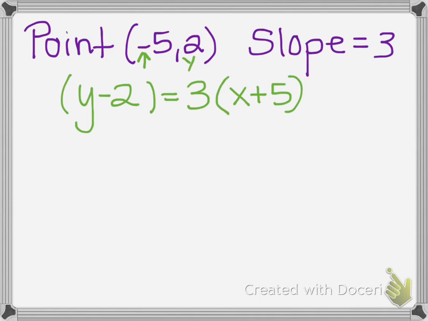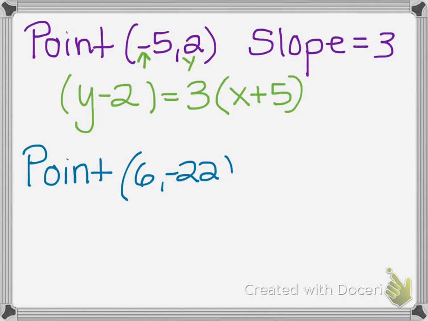Okay, now you try this one on your own. So I'm going to write it down here, and then I want you to pause the video and try it on your own, and then I'll explain it. So you have the point 6, negative 22, and your slope is 1/3. Go ahead, pause the video now, and then see if you get it right in a second.